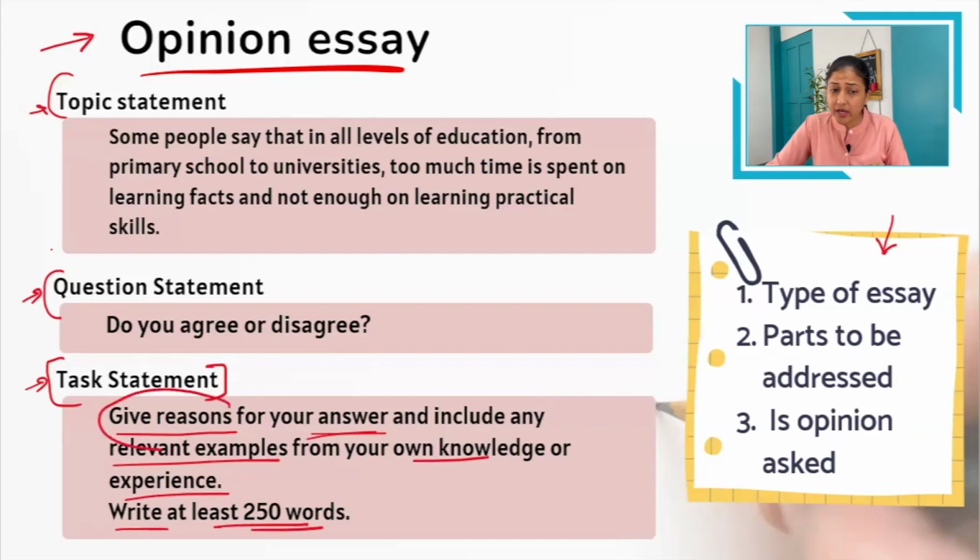Number 1, give reasons for your answer. Number 2, include any relevant examples. You're supposed to include examples out of your own knowledge or experience. And number 3, you have to write at least 250 words. Now, we are yet to read the topic statement as well as the question statement. Let's just forget about that for now.